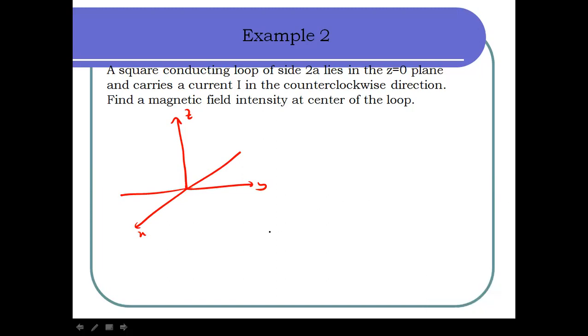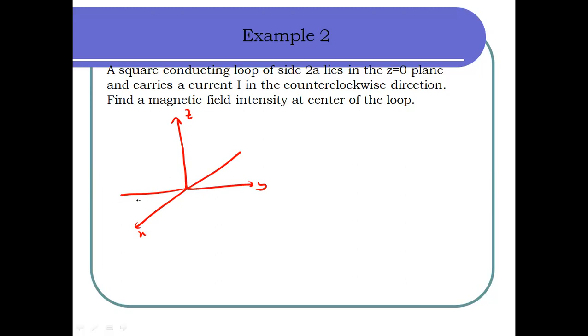Okay, so the square conducting loop should be given by these black lines. The distance is 2a, which means this side is 2a, this is 2a, and that's also 2a, it's a square. So the question is to find, okay, before that, the current I is in the counterclockwise direction.